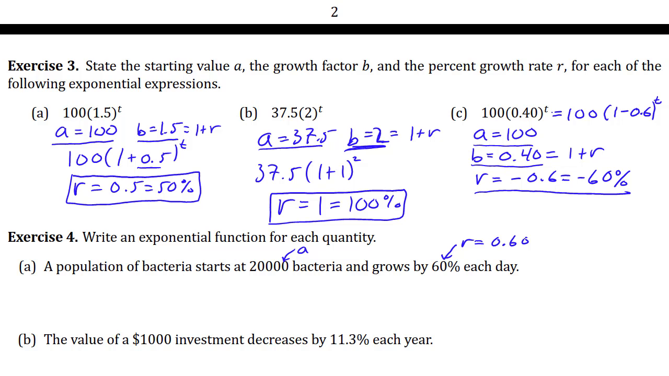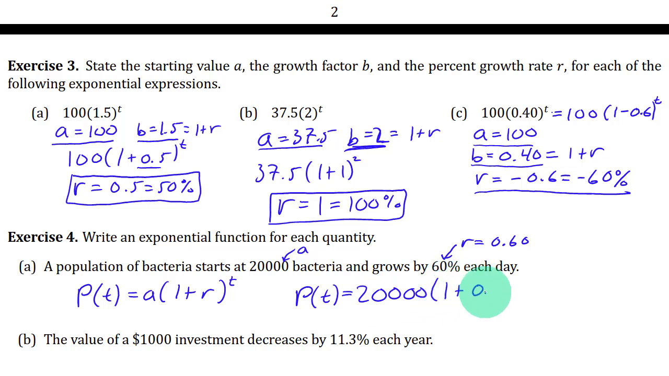So if you're going to write this as P of t equals A times 1 plus R to the t, and I'm using 1 plus R to the t because it's giving you R, that here is going to be 20,000 times 1 plus 0.60 to the t. You could also write it as 20,000 times 1.6 to the power t. Either of those are fine.